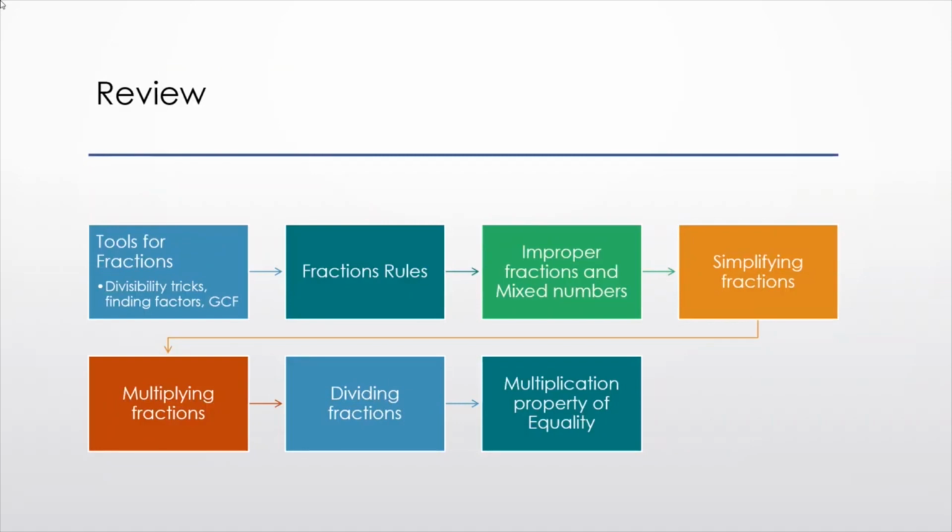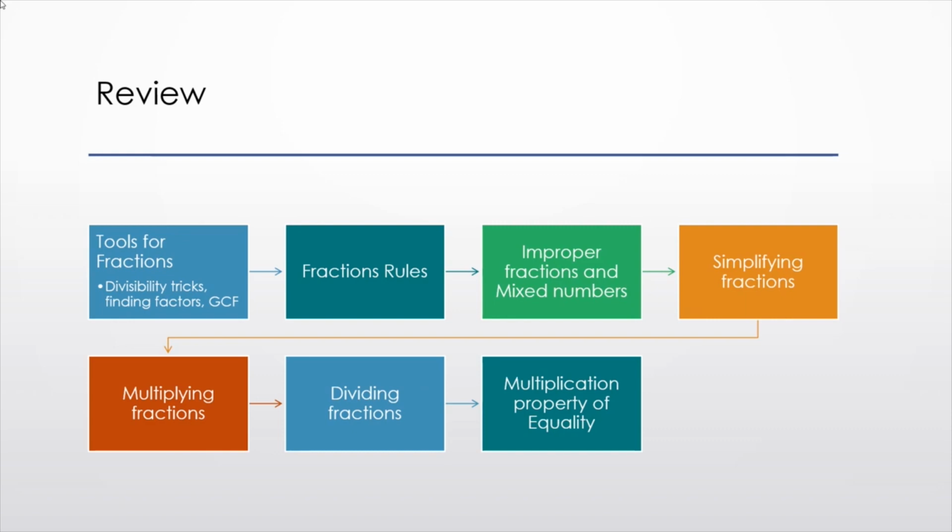All right, so let's review. We went over tools for fractions. We went over divisibility tricks, finding factors, GCF. We went over some of the fraction rules. Like a number divided by itself is 1. When it spells "on," that is 0 divided by a number, which means it's equal to 0. When it spells "no," a number divided by 0, that's when it's undefined. And any number divided by 1 gives you that number.